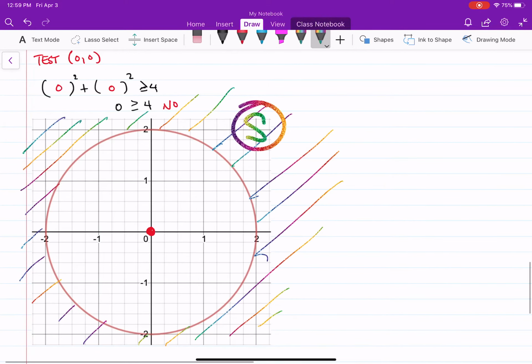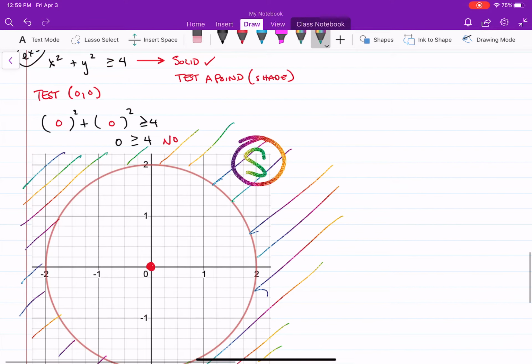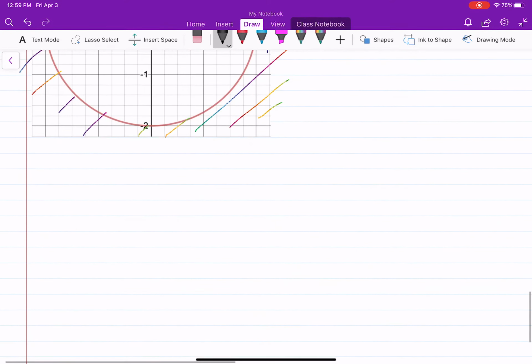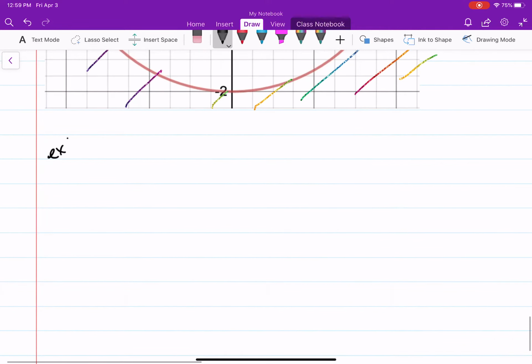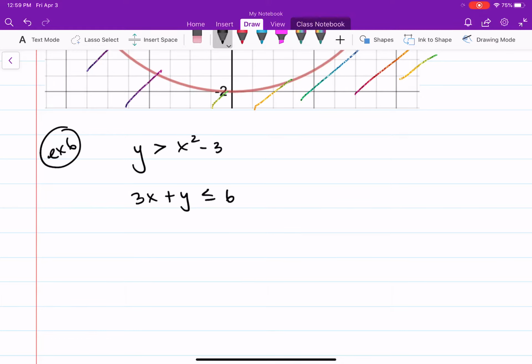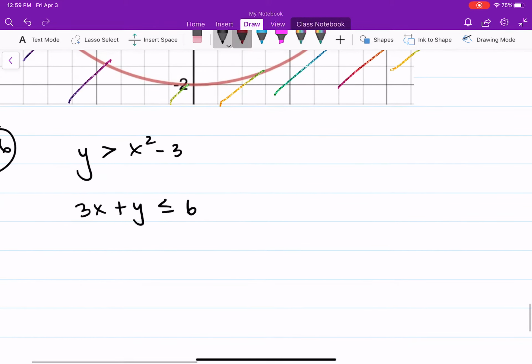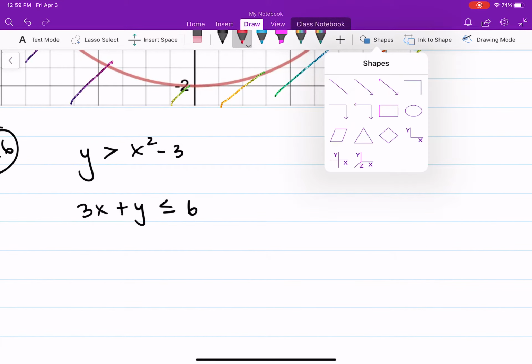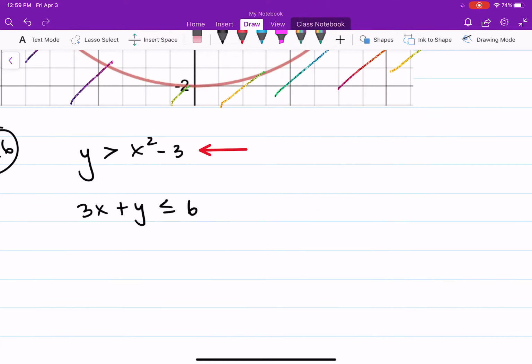Now if that answer was a yes when I'm testing, then all the shading would be on the inside. All right, one last example. Example 6. Example 6 says this. Y is greater than x squared minus 3. And the second equation is 3x plus y is less than or equal to 6. Okay, so this is only good for two things. And we know that this is dotted.